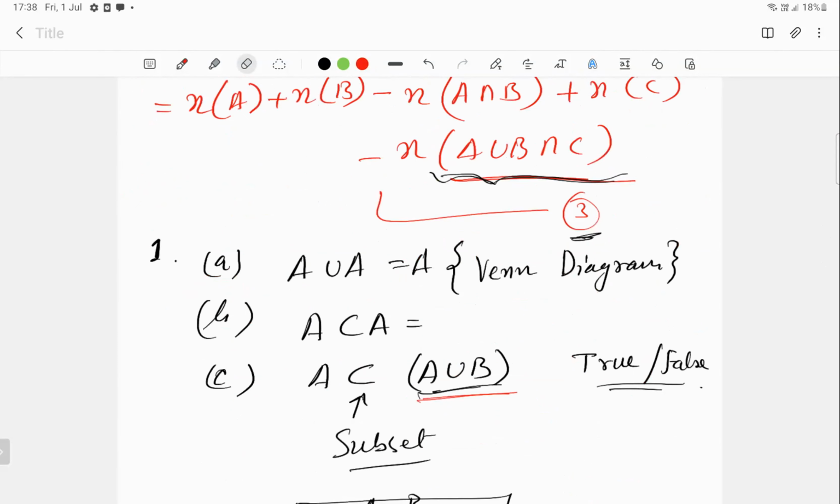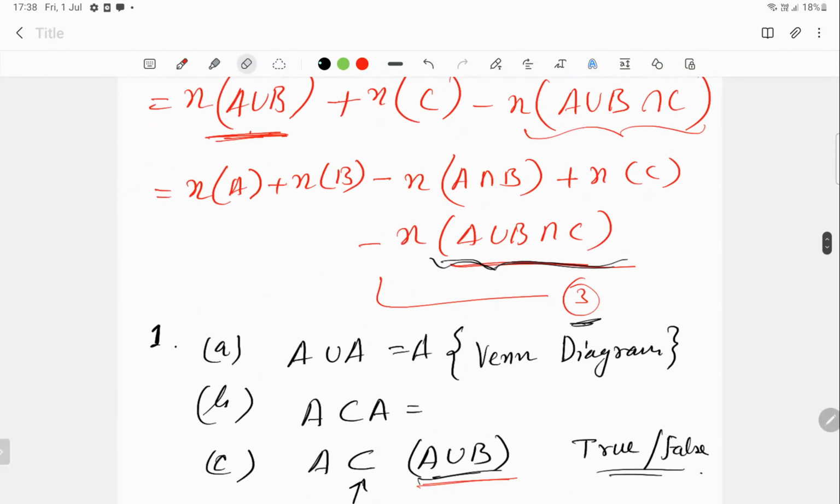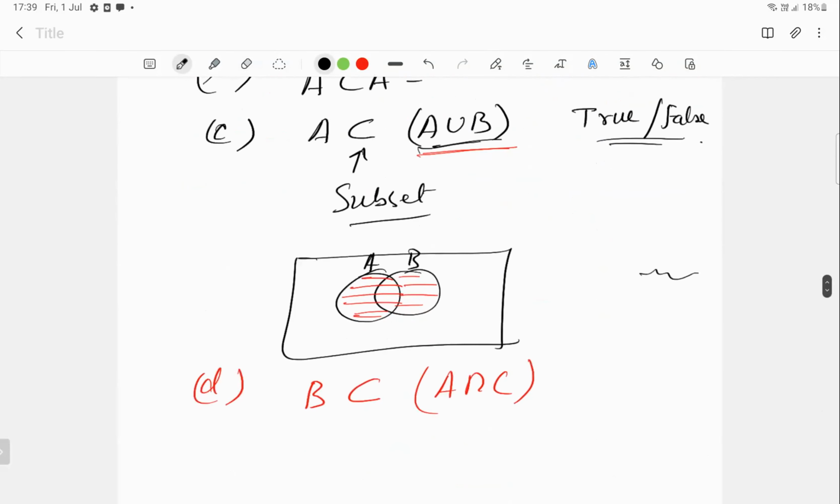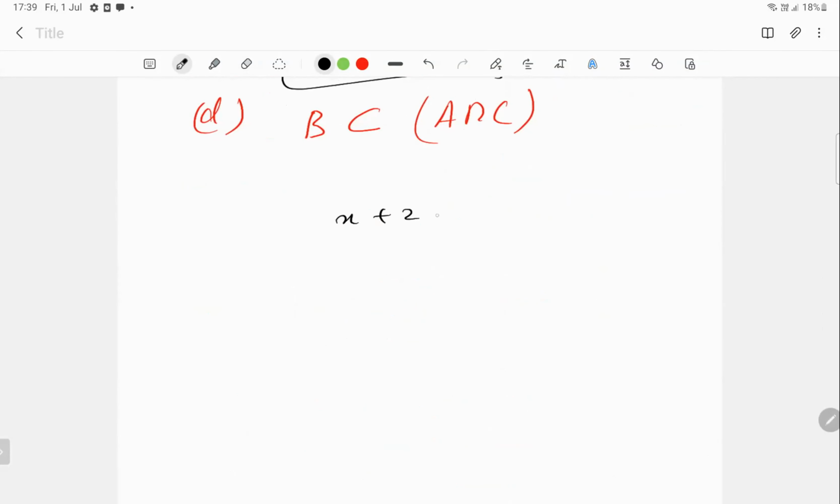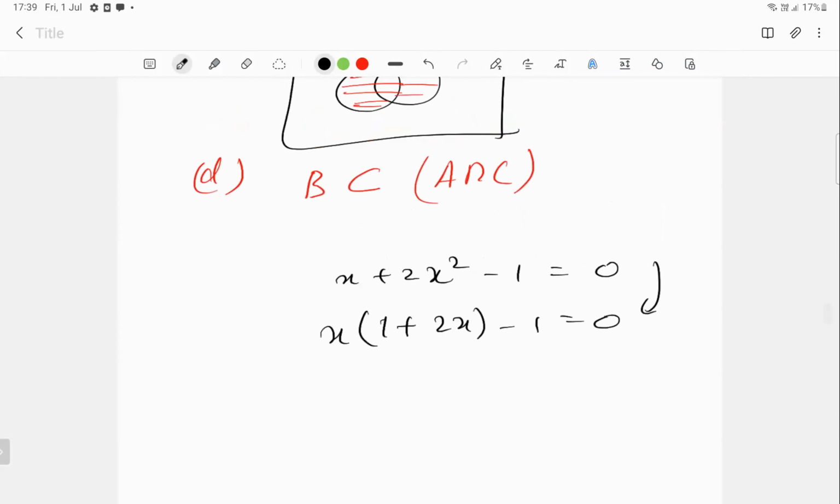Yes, sir. The thing is, this last part we still need to solve. This is also correct. You can leave it up to here also. But in the problems we are going to face, we will be having things in terms of A, B, and C only, or a combination of two. When we are solving an equation, let's say x plus 2x squared minus 1 is equal to 0, this is a quadratic equation, right? Now, in the next step, if you take x common, 1 plus 2x minus 1 is equal to 0. This is the same thing. We are just writing in a different method to make the equation easier.